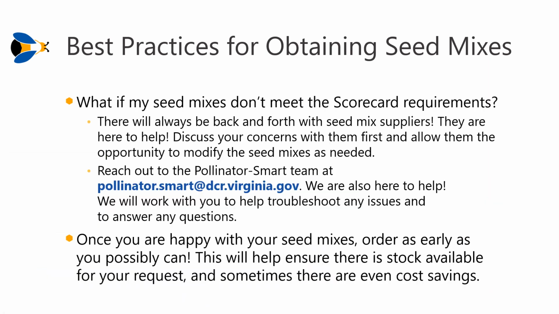If, after checking your mixes, they don't meet the scorecard requirements, I suggest the following actions. First, there will always be back and forth with seed mix suppliers, and they're here to help. So discuss your concerns with them first and allow them the opportunity to modify the seed mixes based on your needs. If that doesn't work, you can always reach out to the Pollinator-Smart team at pollinator.smart@dcr.virginia.gov. We're here to help, and we can work with you to help troubleshoot any issues or answer any questions.